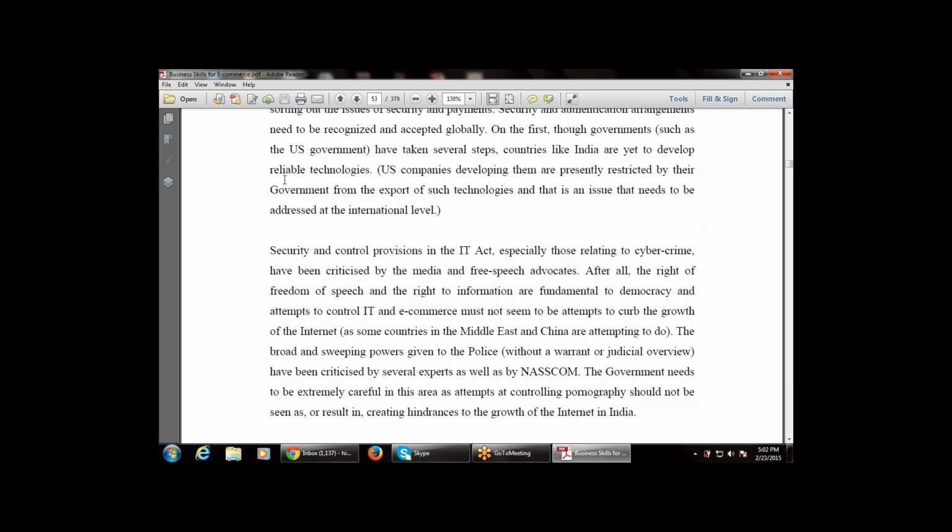The broad and sweeping powers given to the police without a warrant or judicial overview have been criticized by several experts as well as NASSCOM. So these regulations are also criticized by various experts. The government needs to be extremely careful in this era, as an attempt at controlling pornography should not be seen as, or result in, creating a hindrance to the growth of the internet in India.